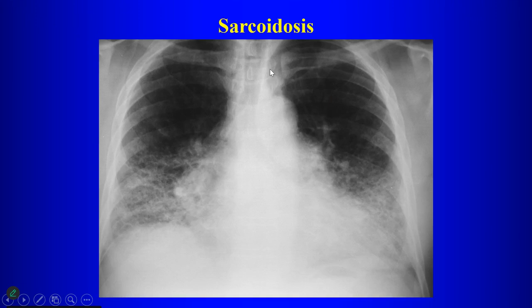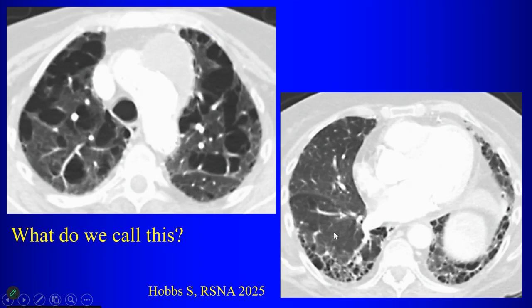Sarcoid tends to give you an upper lobe distribution of disease, but there can be cases of sarcoid where it is more lower lobe. That's unusual, but it can occur. Sarcoid can do that. What are the findings here, and what do we call this? So here we have, what are the findings? These aren't cysts. These are what? They're not thick wall. These are bullae. Right? These are bullae associated with honeycomb.